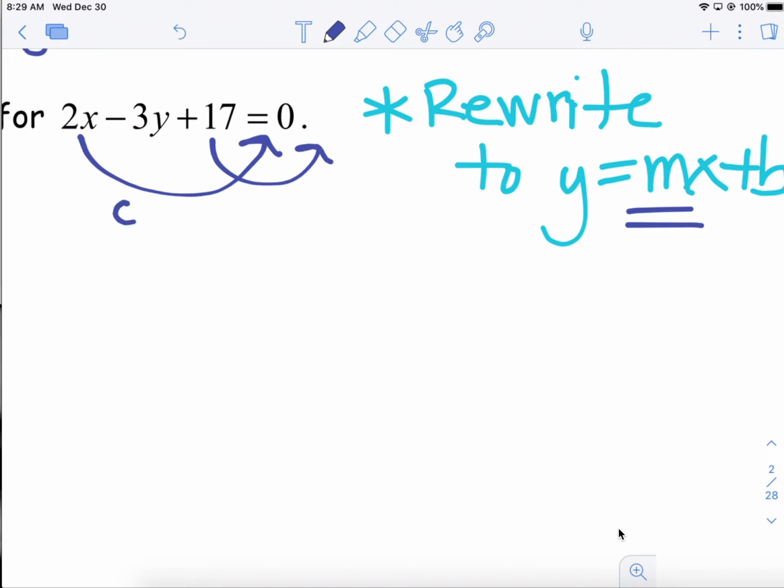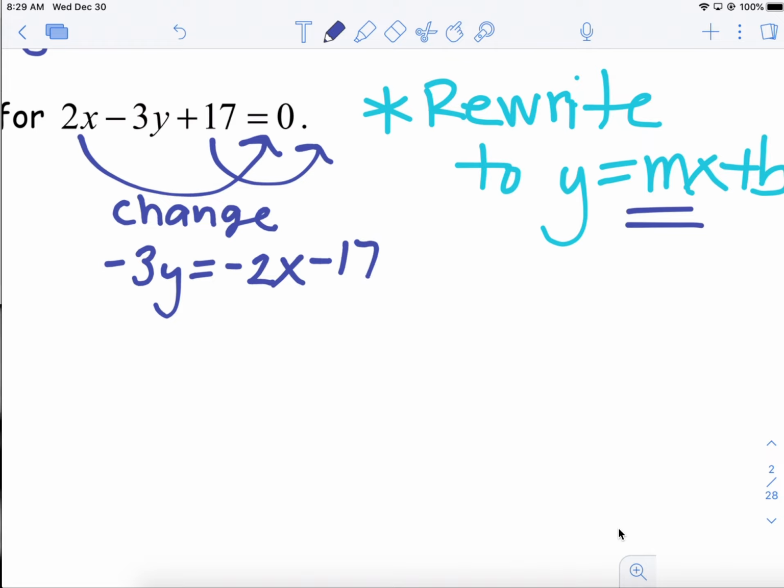And when I do that, I have to remember that I changed the sign. So -3y equals -2x and -17. Notice I'm putting them in order with the mx first and the constant at the end. That -2 is not my m yet.